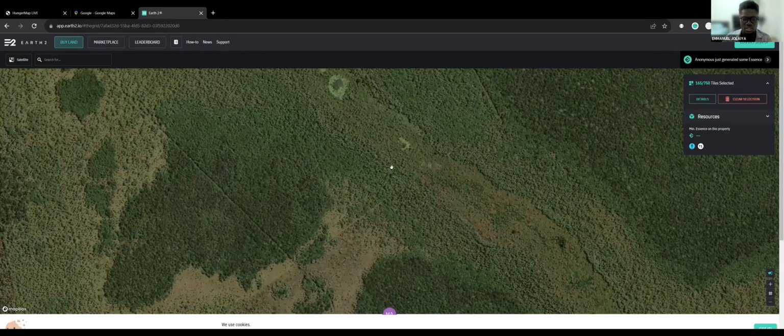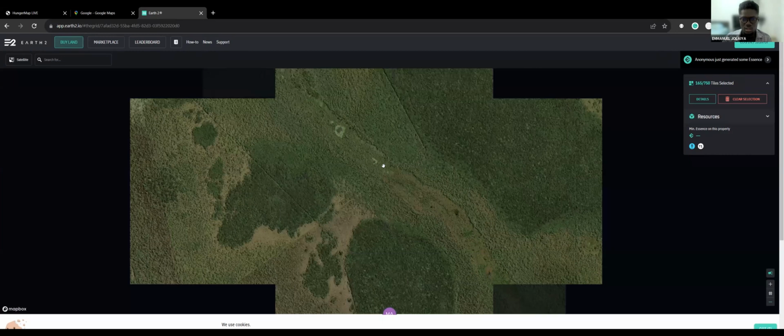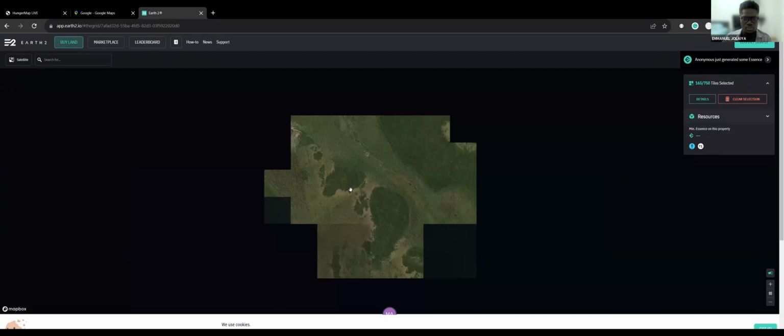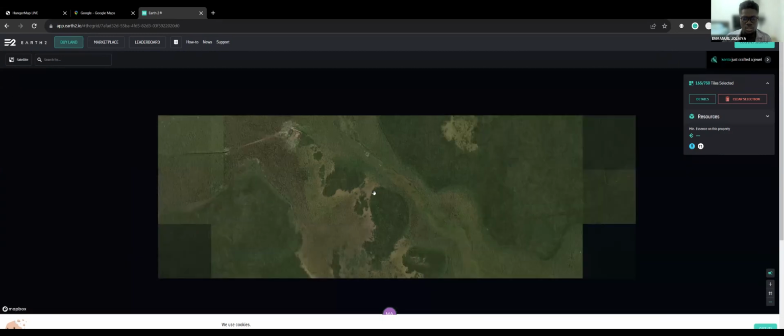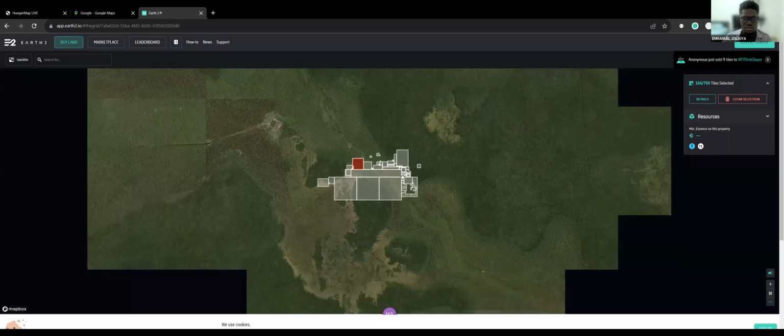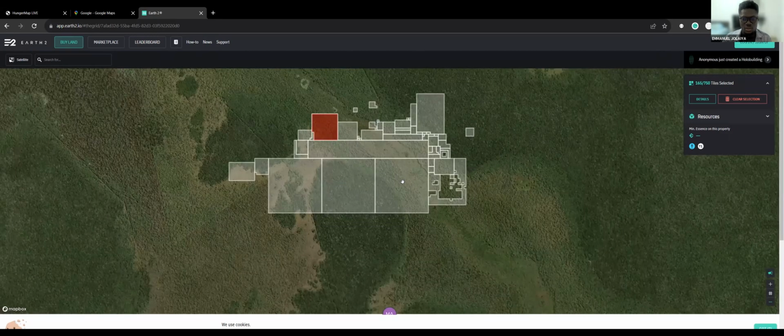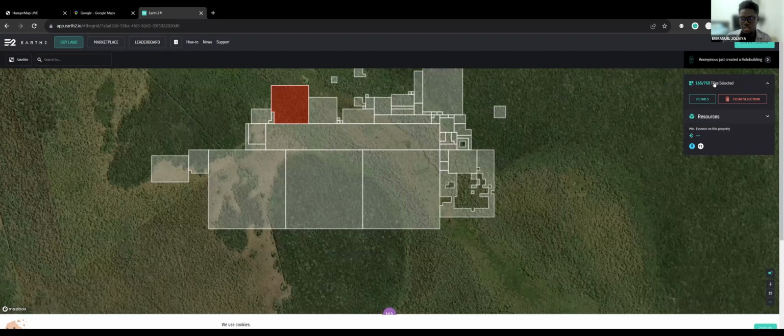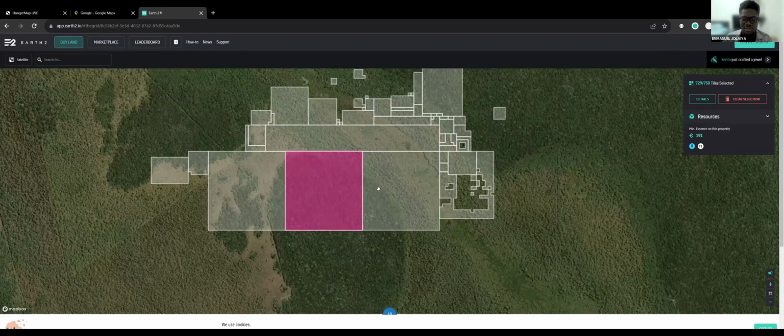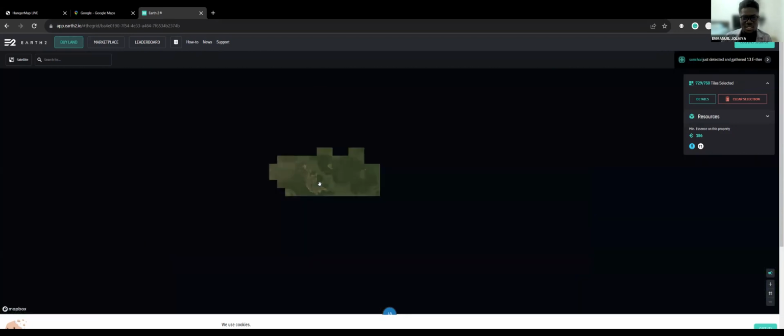So they buy different tiles. The price is coming up. We have different tiles like this, and they have different price tags. You click on the one you want to buy, you see the price, and then you purchase it. So now this land is yours virtually in the Web3 space, which is very interesting.